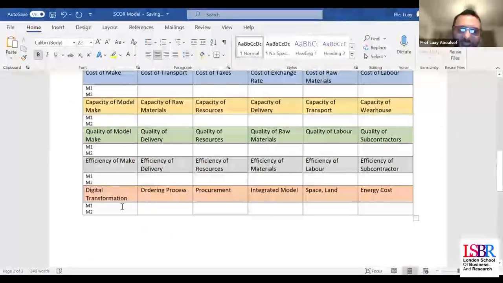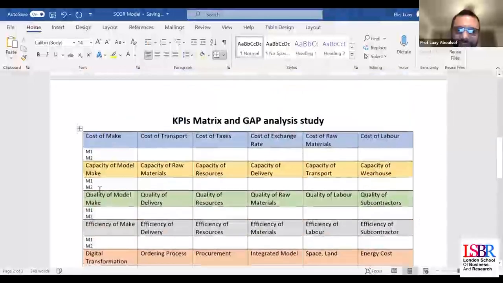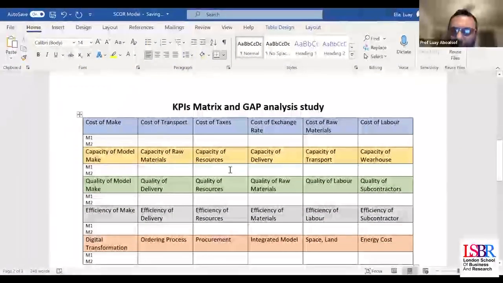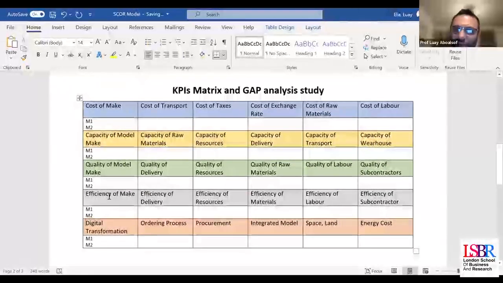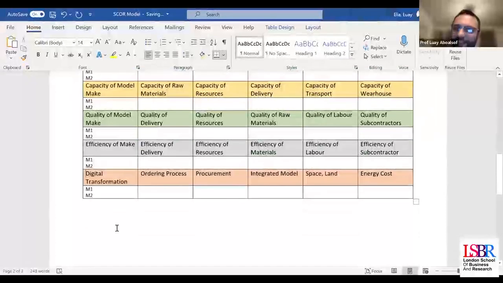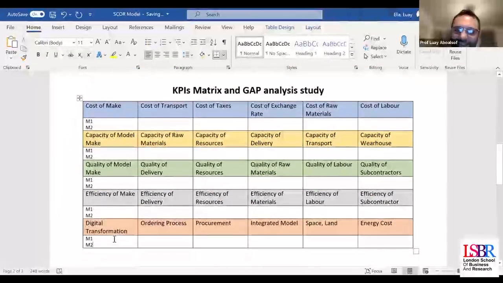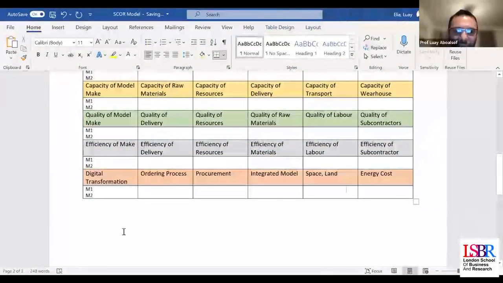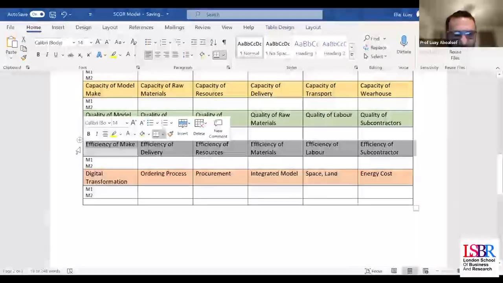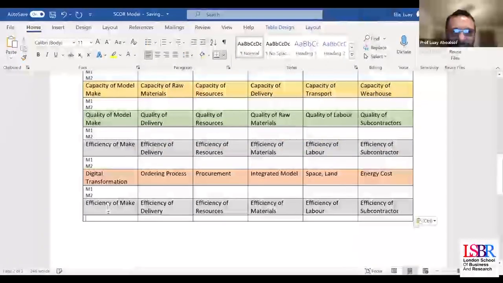When you start to study your cost, your capital of assets, capacity, your quality, effectiveness, your efficiency, your flexibility, all these things. One of the things, let's add, very important actually, just came to my mind, flexibility of make.